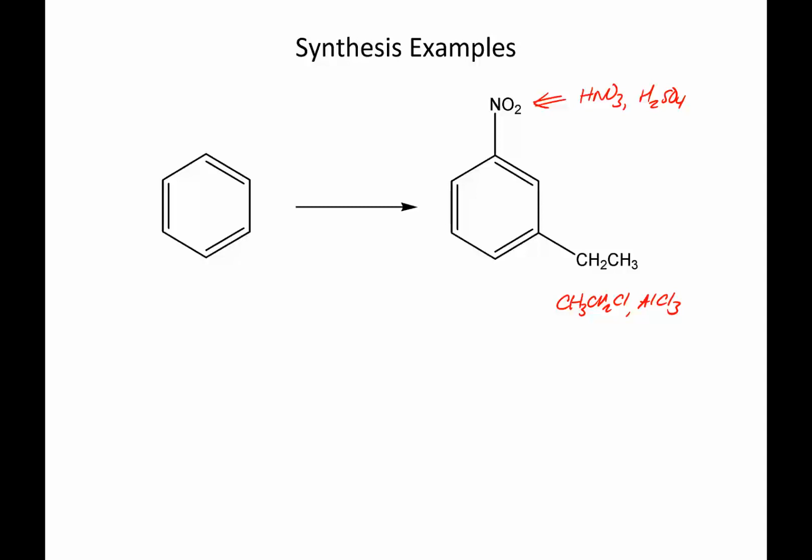Okay. So what's going to get more difficult is you not only need to know what electrophile the reagents give you, but you need to know what reagents to use to get a particular group on the ring. So you got to know them backwards and forwards. So I need to add nitric acid, sulfuric acid, and ethyl chloride and aluminum trichloride. Now, I'm going to add those. This is a 2-step process.